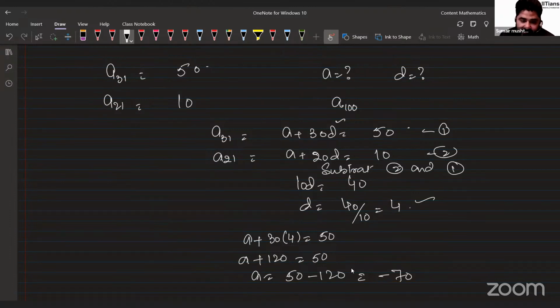Now guys, I need to find a100. How can I find a100? Very good. Substitute this value. Where can I substitute? I can substitute. Yes. Can anyone tell me what is the value of a?